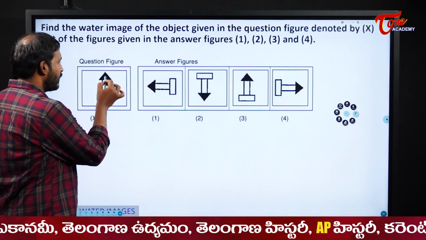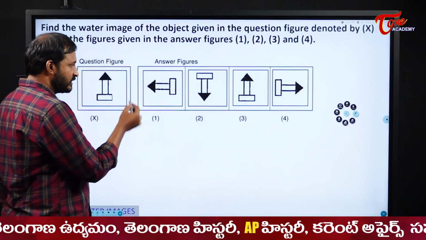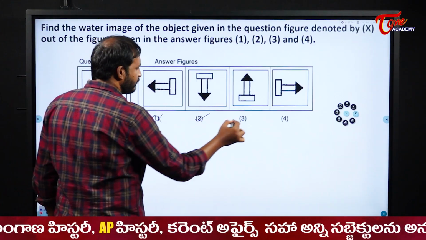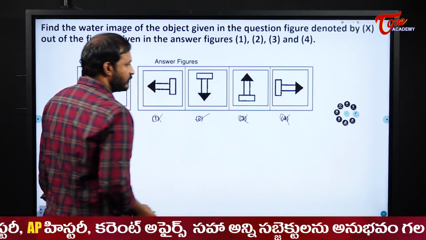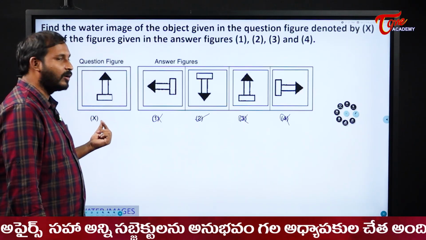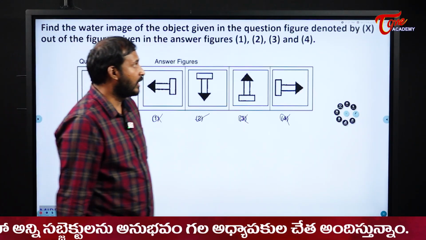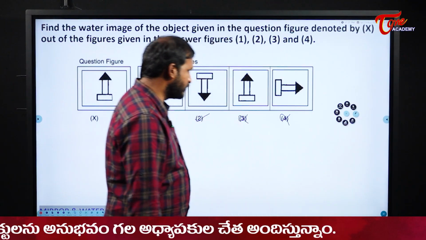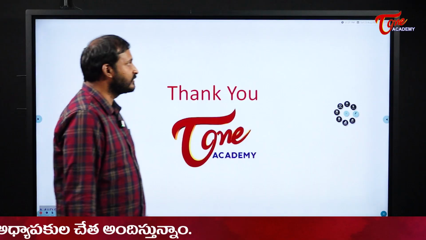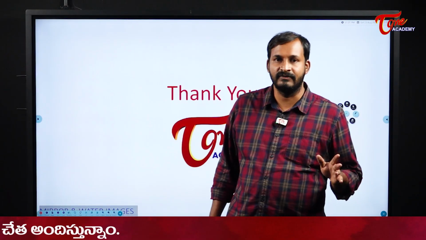Okay, right? Now please see this question, students. It is showing an up arrow and the shaded portion is at upward. So the shaded portion should come to downward. So only one option is there for me. What is that option? Option 2. So directly I can say that my answer here is option 2. Next. That's it, students. This is mirror image and water image.